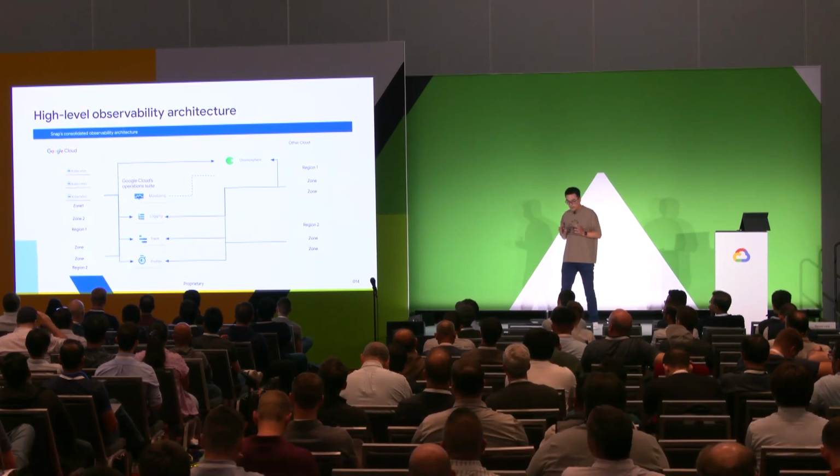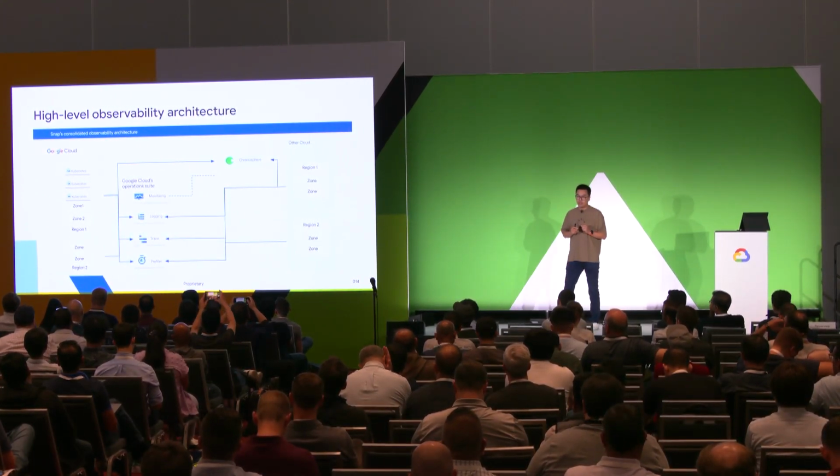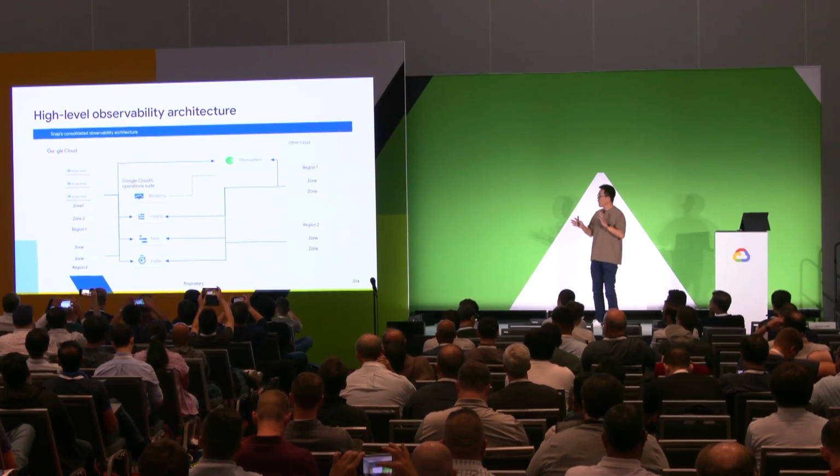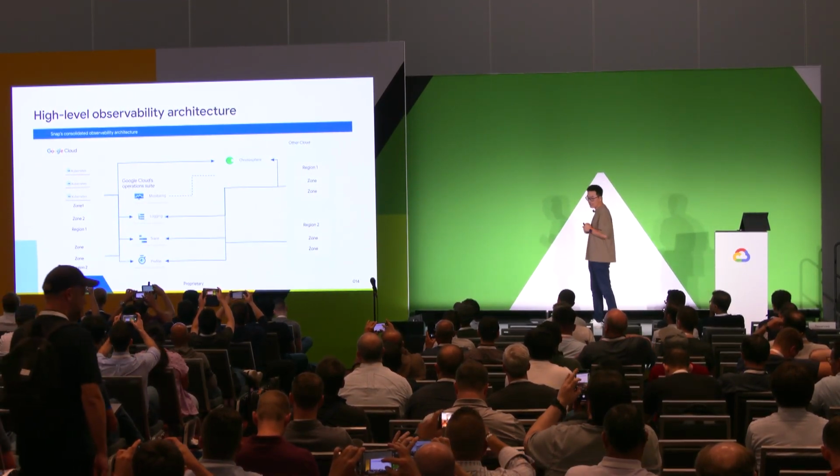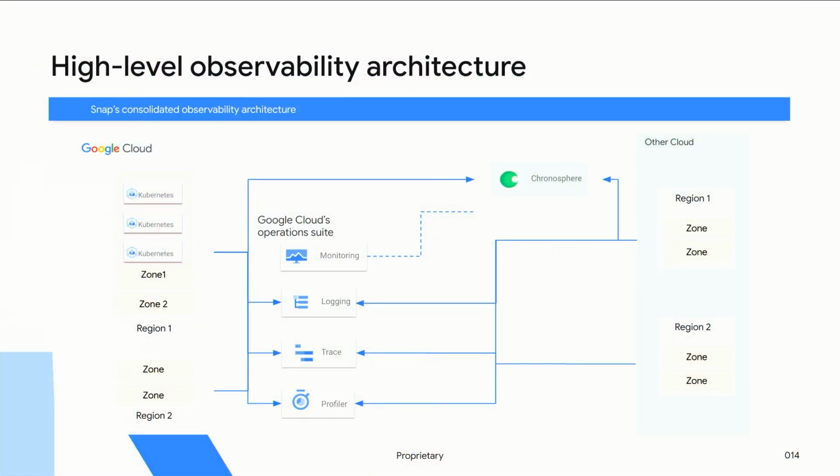So here's a high-level architecture diagram. Maybe let's spend a quick 2 or 3 seconds to take a look. This is a very straightforward diagram, right? But there are a few key decisions we made behind the scenes.